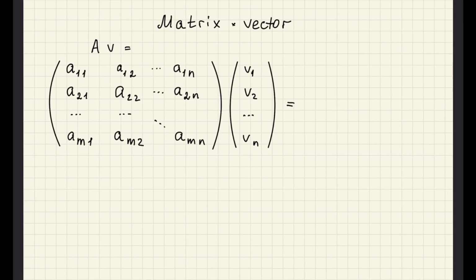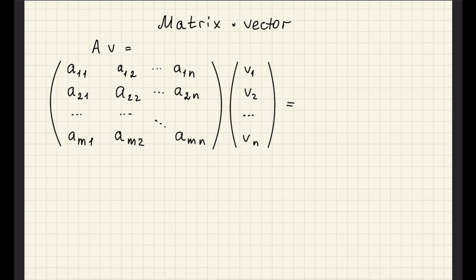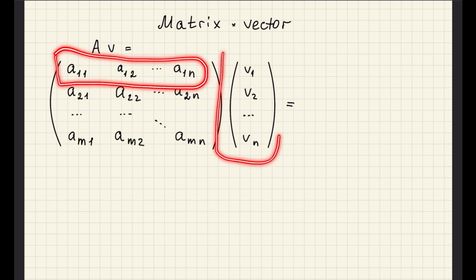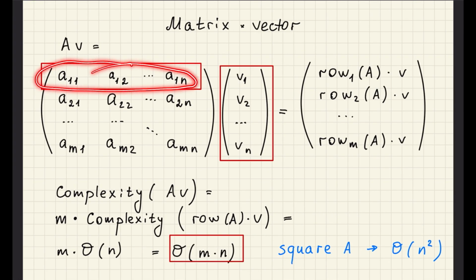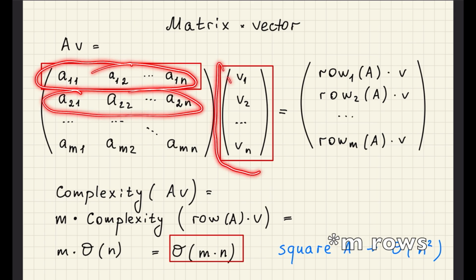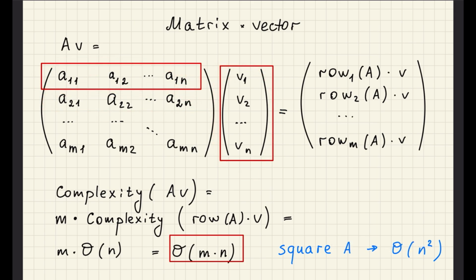The next step is to multiply a matrix and a vector. There are n columns in the matrix A and there are m rows. We know how to do a row multiplication with a column, so let's use that. Matrix A has m rows, which we multiply by a vector v. We do a scalar product, a dot product, between rows of the matrix A and the vector v. And there are m such multiplications.